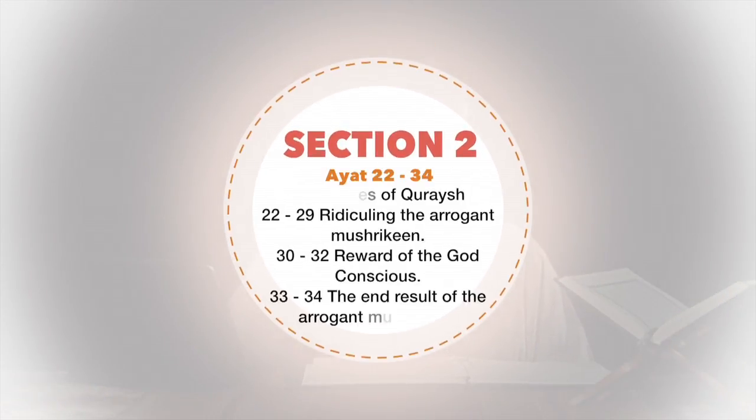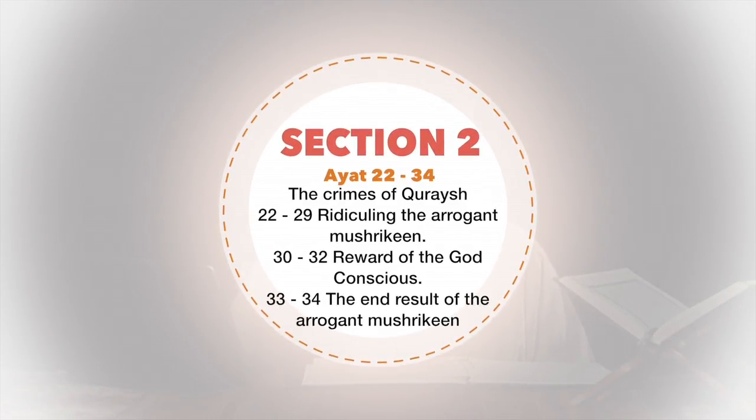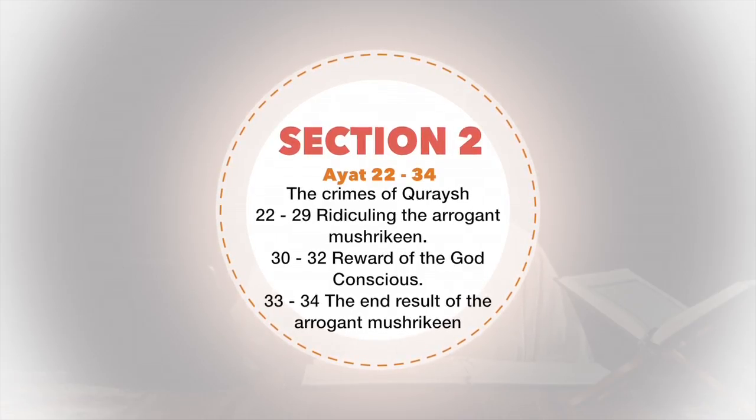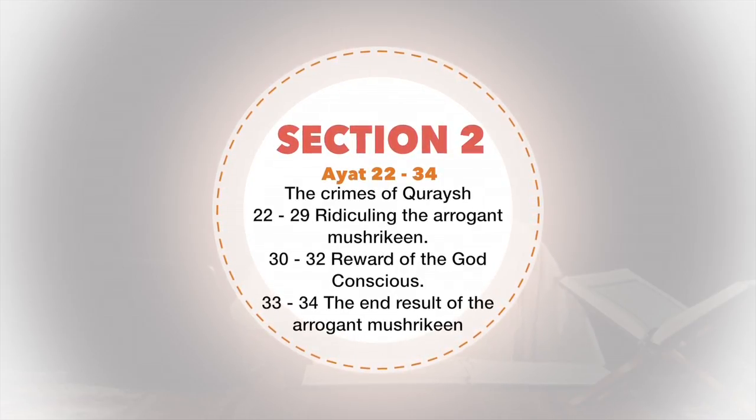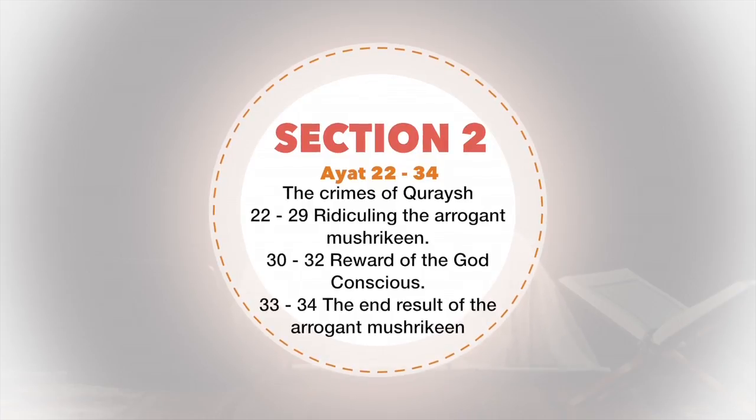The second section is talking about the crimes of Quraysh. They would ridicule, they were arrogant. Their attitude. Let's compare the two attitudes of the disbelievers to the Quran and the believers to the Quran.